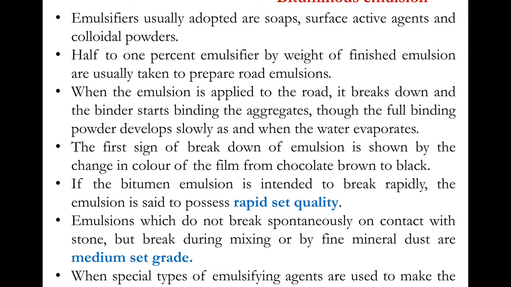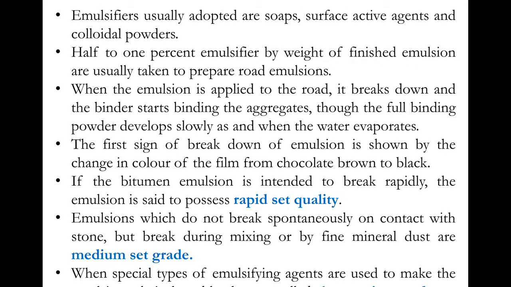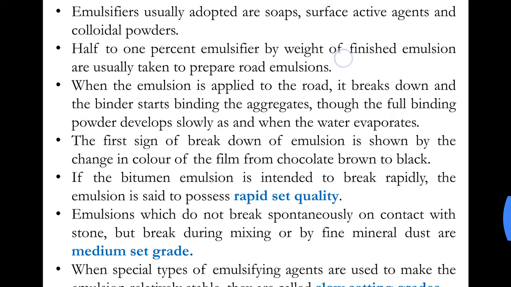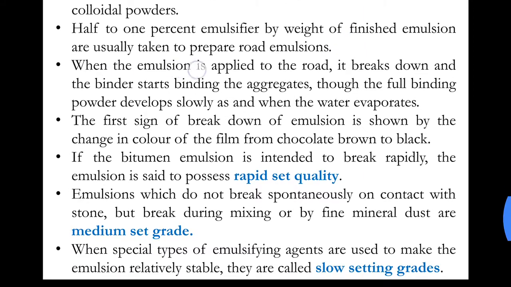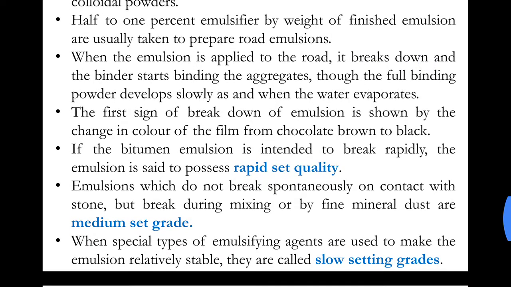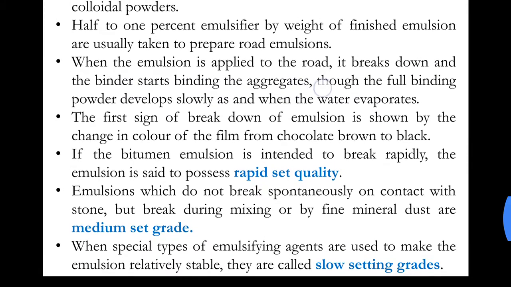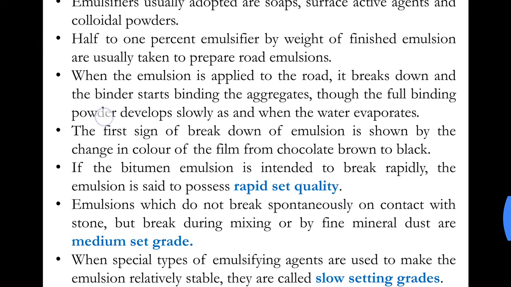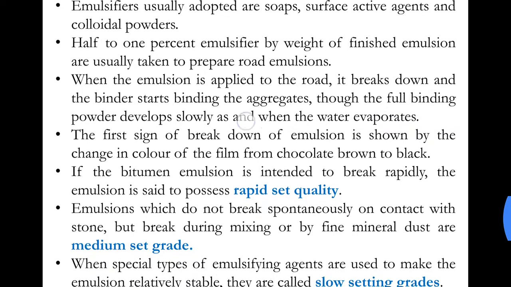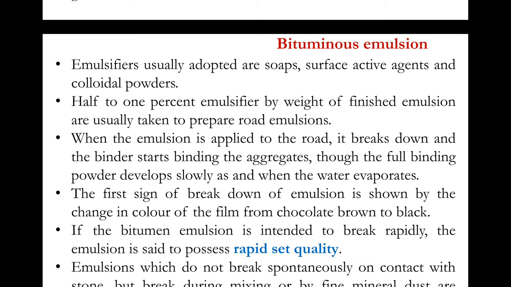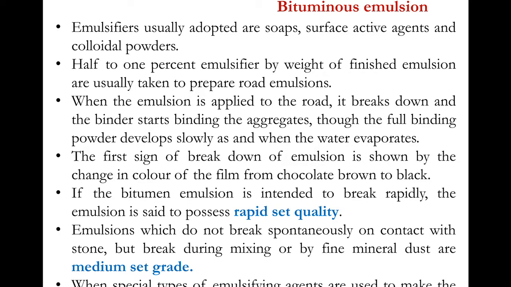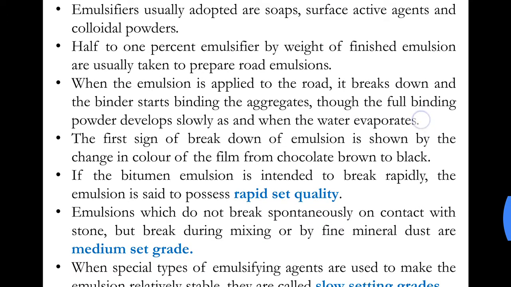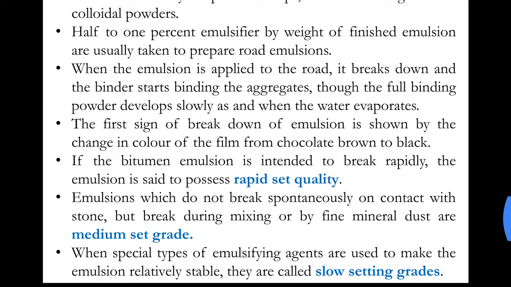Half to 1% emulsifier by weight of finished emulsion is usually taken to prepare road emulsions. When the emulsion is applied to the road, it breaks down and the binder starts binding the aggregates, though the full binding power develops slowly as and when the water evaporates. So when we use emulsion as a binder material, after application, slowly the water will evaporate, and once the water has evaporated fully, then the bonding would be at its 100%.